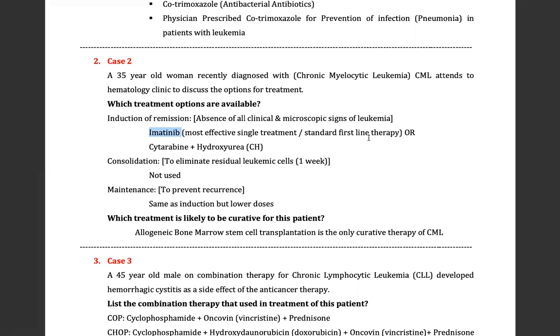So, which is curative? To cure the patient, allogenic bone marrow stem cell transplantation is the only curative therapy for CML. Transplant the stem cells of bone marrow. It will cure the chronic myelocytic leukemia because the success rate with the medications is low.